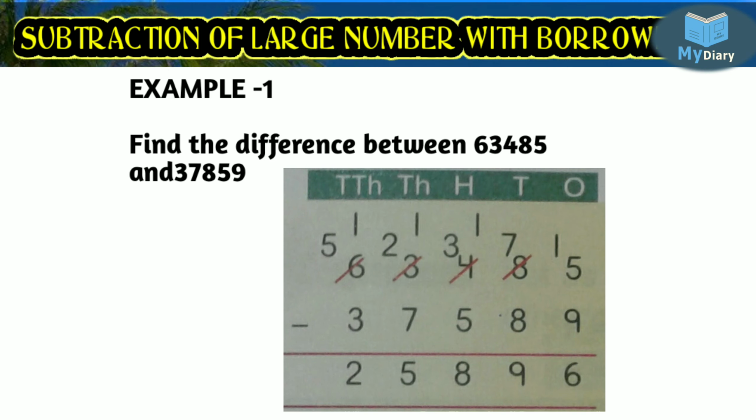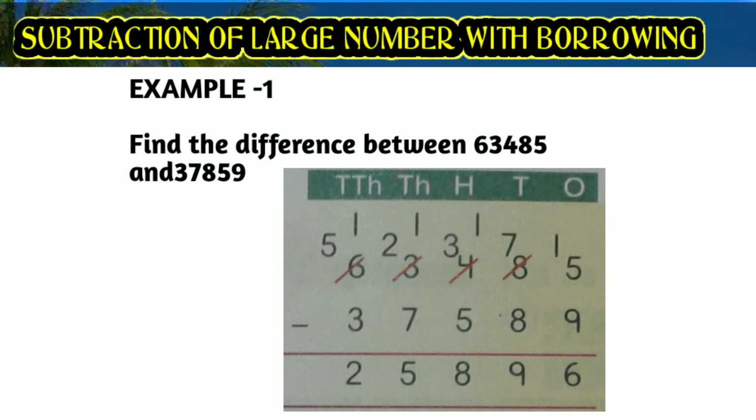Subtract tens. Again 8 tens cannot be subtracted from 7 tens. We borrow 100 from 400. Now we have 300 and 17 tens in the minuend, and 17 minus 8 is equal to 9. Now we write 9 under the tens column.